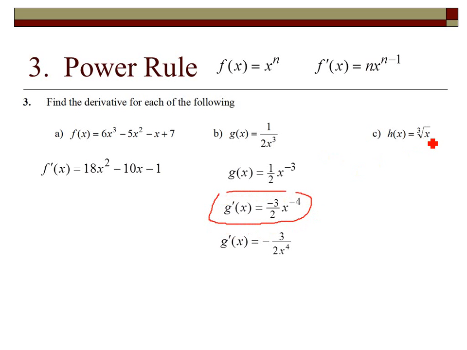Okay, so we have x to the 1/3. We've got to rewrite this. Then it's 1/3 x raised to the power of 1/3 minus 1. 1/3 minus 3/3 is negative 2/3. And if you left your answer like this, we're okay.